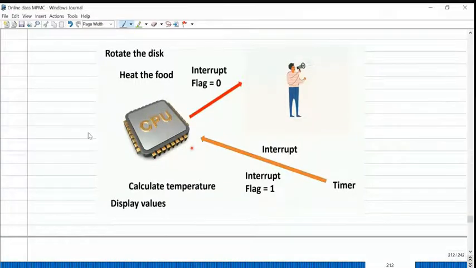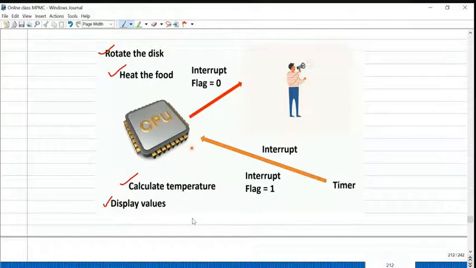A microwave oven. So what is the function of a microwave oven? It heats the food. The user can interact with the microwave oven; we can fix the time. So it can rotate the disk, heat the food, calculate the temperature, and display the values.